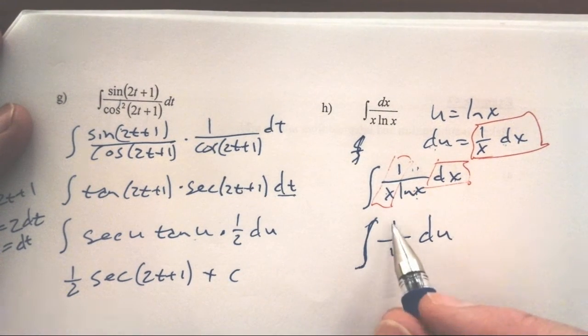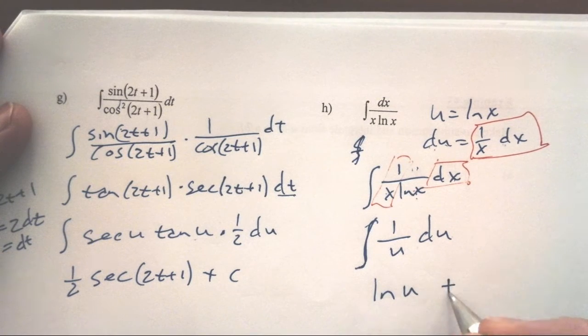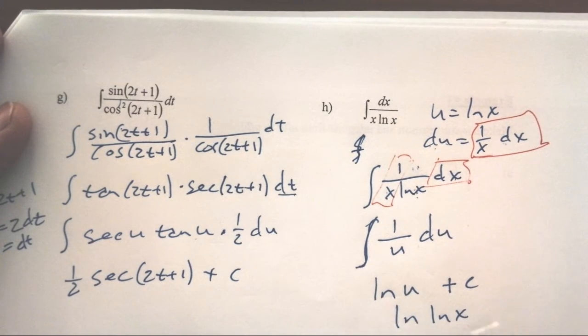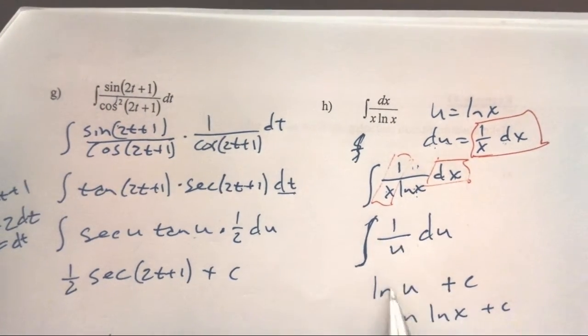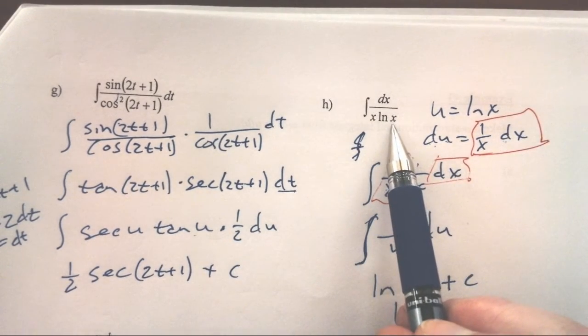Well, integral 1 over u, what gets me to 1 over u? ln u plus c. But u is ln x. So ln of ln x plus c.